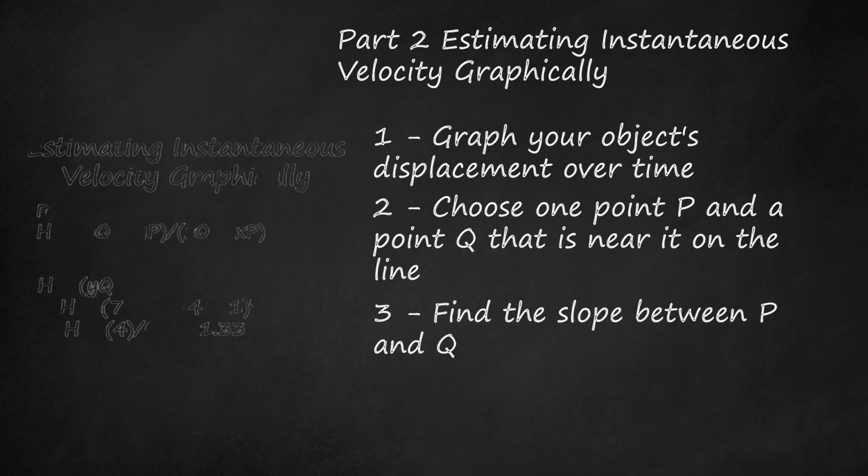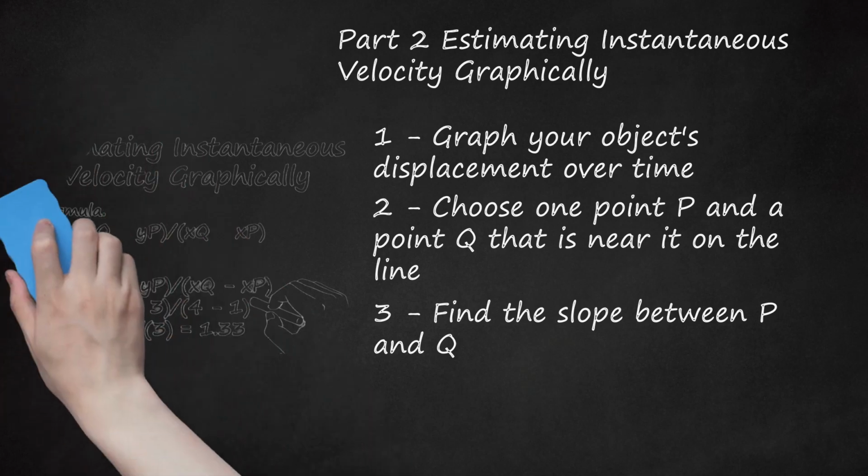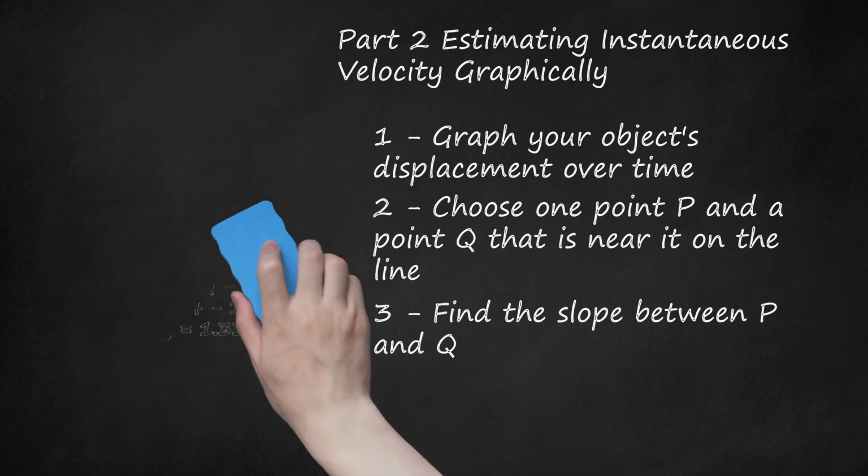The slope between P and Q is the difference in y values for P and Q over the difference in x values for P and Q. In other words, h equals (yq - yp) / (xq - xp), where h is the slope between the 2 points. In our example, the slope between P and Q is h equals (yq - yp) / (xq - xp), h equals (7 - 3) / (4 - 1), h equals 4/3, equals 1.33.